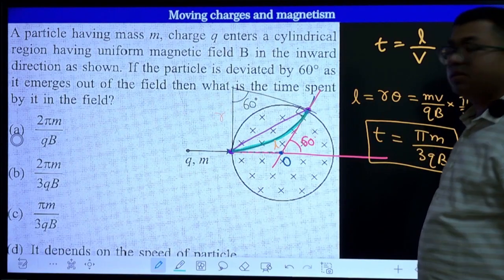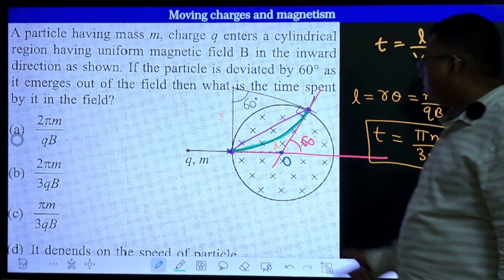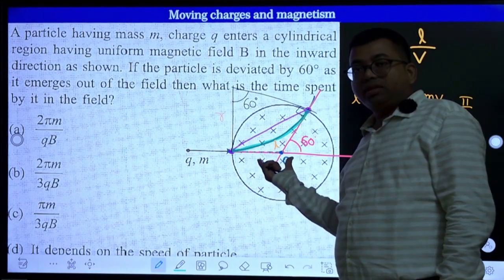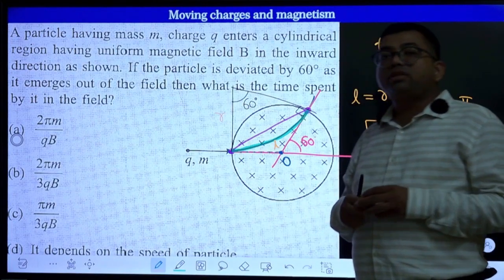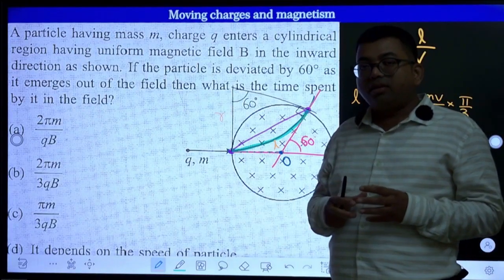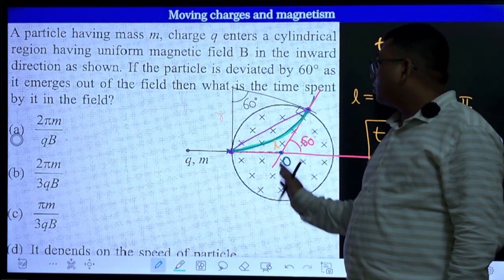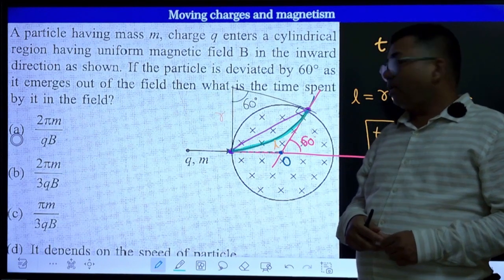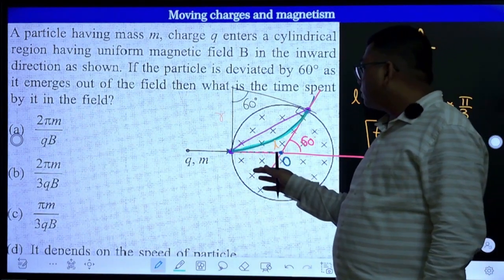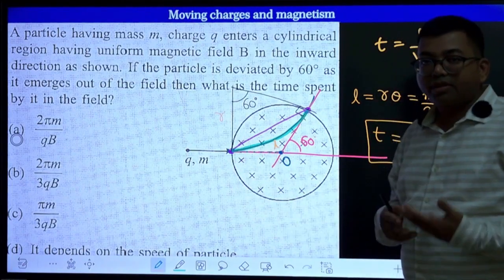Note that this answer, pi m by 3qB, is possibly correct, but definitely here the radius must affect it, because this is an advanced question. There is a similar question in Pathfinder. Now let us try to assume that it's not necessarily so, because its radius may be different. So we need to definitely assume that some radius must be there. So let us try to derive it.